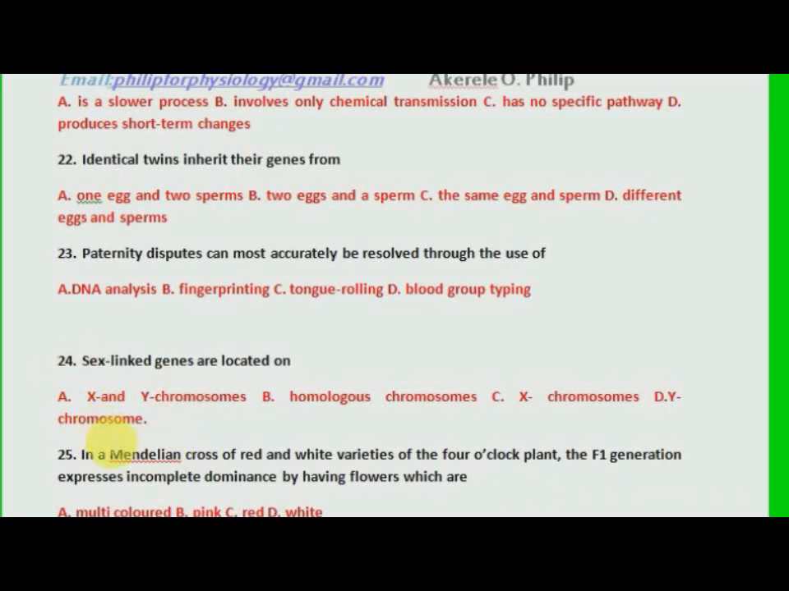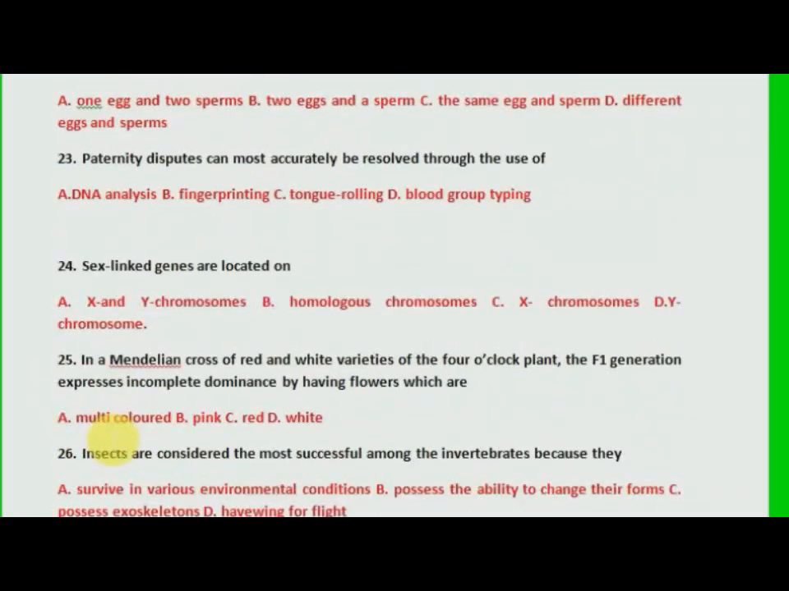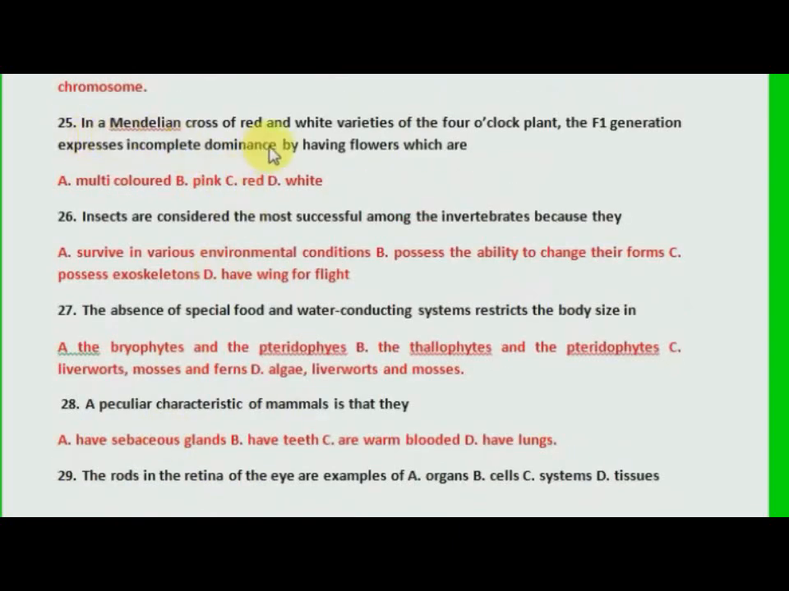In a Mendelian cross of white and red varieties of four o'clock plants, the first filial generation expresses incomplete dominance. When we say incomplete dominance, it means red will not fully show and white will not fully show. So it's going to be a mixture. So we are going to have a pink flower.